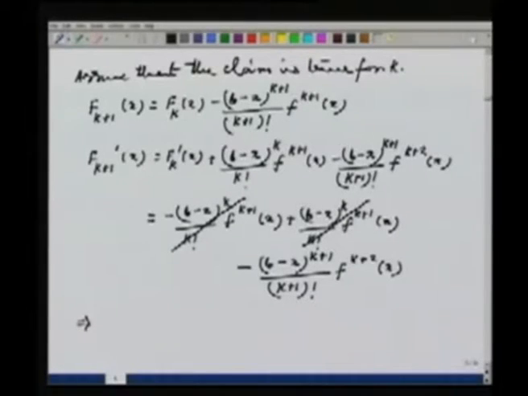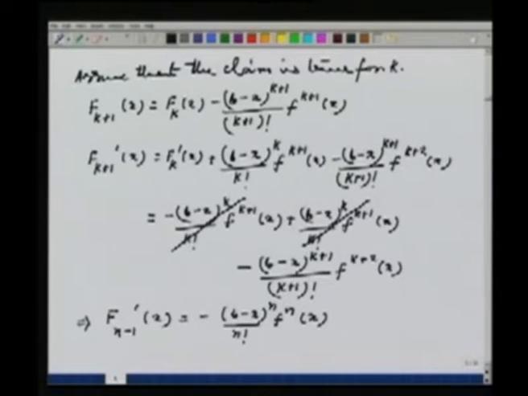So in particular, this implies the result is true for n minus 1 also. So F_{n-1}'(x) now turns out to be minus (b minus x) whole to the power n by factorial n, then f^{(n)}(x).